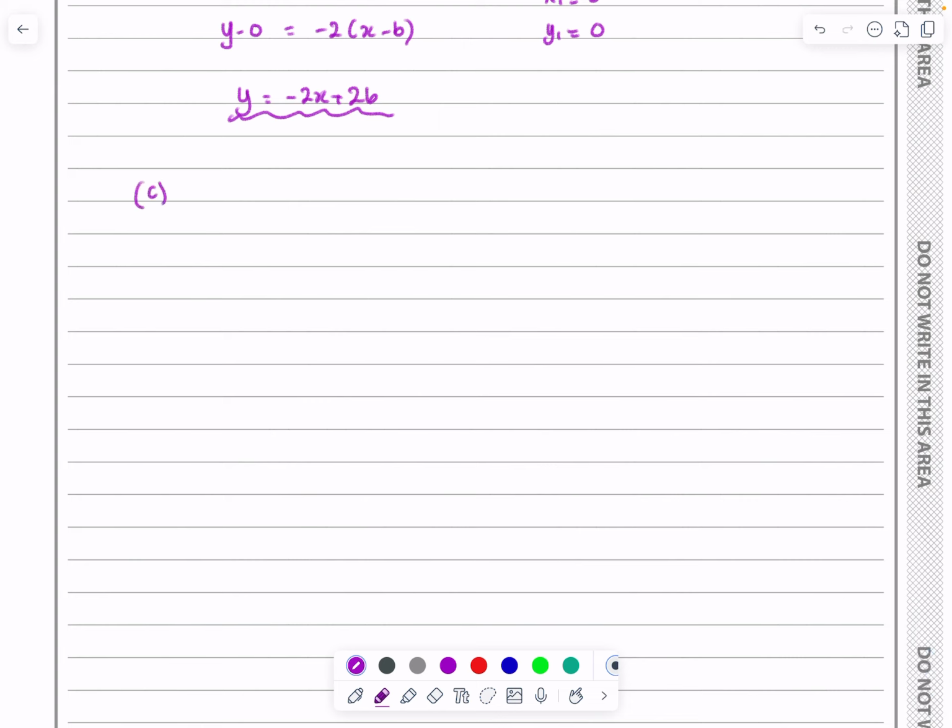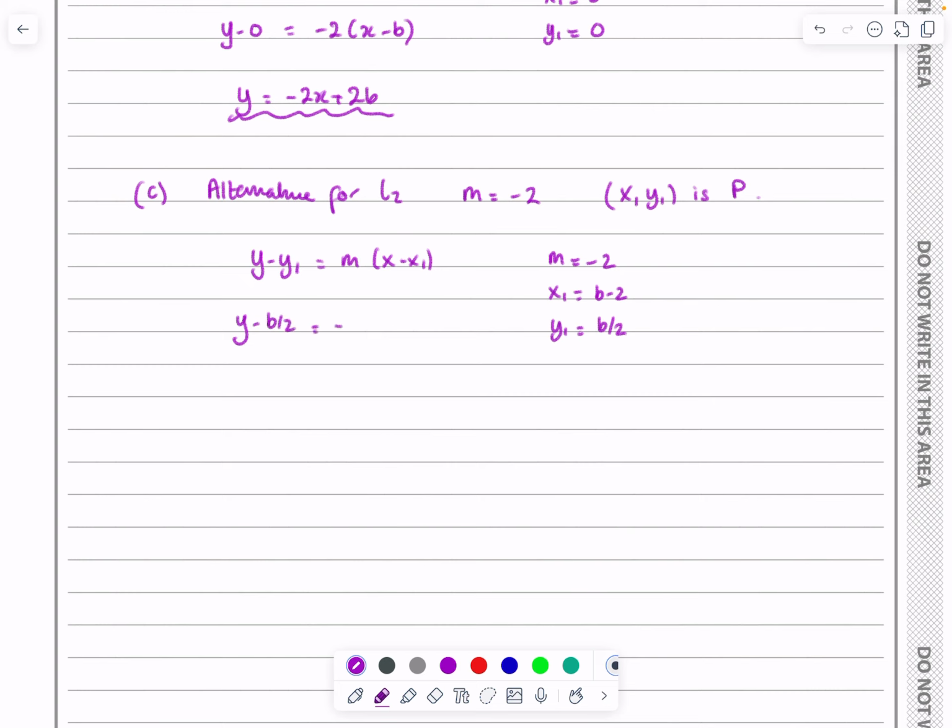So for part C then, an alternative for L2, I can say m is equal to minus 2 like it was last time, but this time x1, y1 is going to be P. So y minus y1 is equal to m times x minus x1. So I've got m would be minus 2, and the point for P, x1 is b minus 2, remember, and y1 is b over 2. So let's just sub all that information in. Hopefully it's just going to pop out as the answer here. y minus b over 2 is equal to minus 2 times x minus b minus 2. So minus b minus 2 would be minus b plus 2 there.